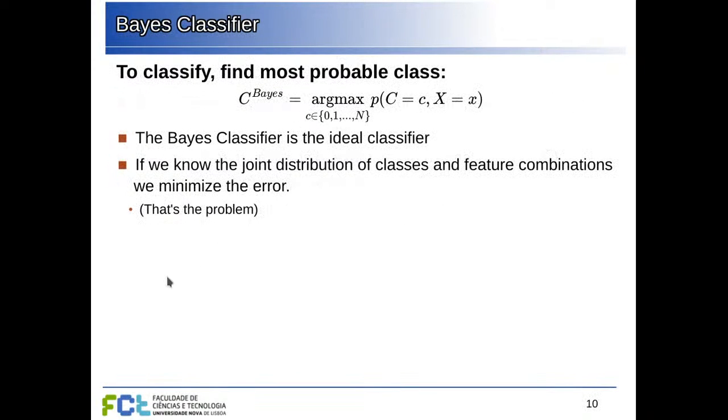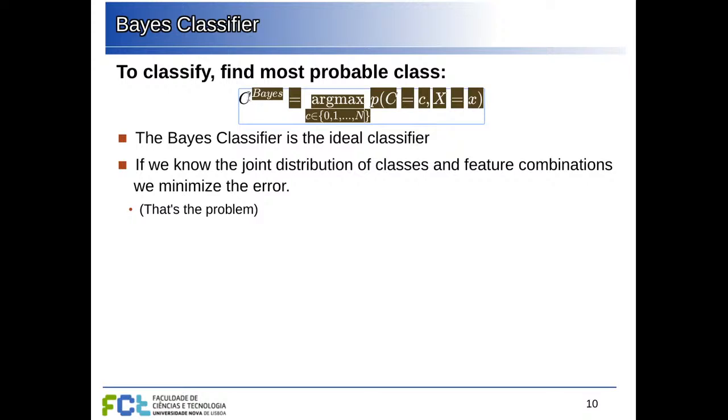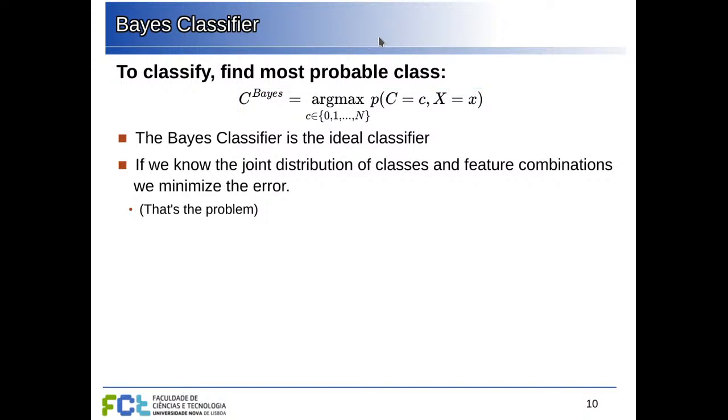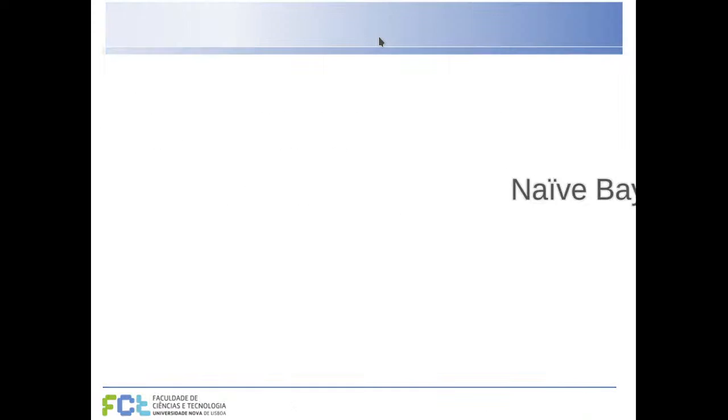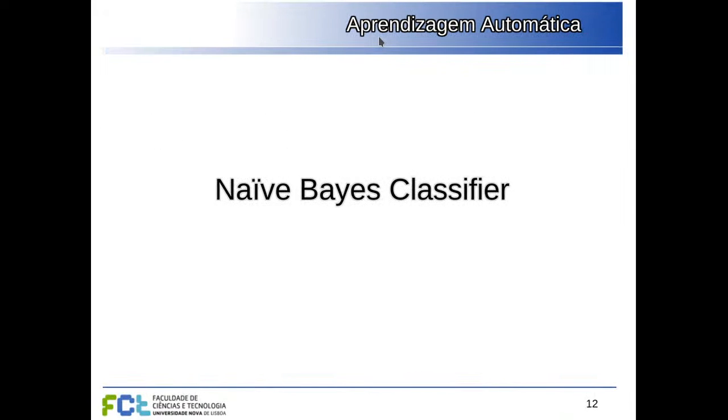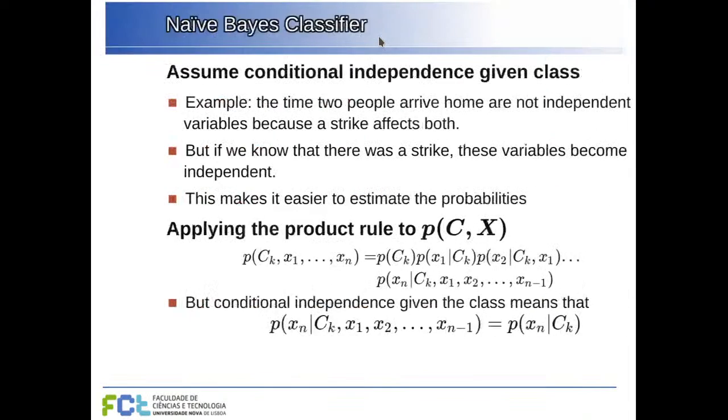So we have two things here. First, this is the basic idea. This would be the ideal classifier. If we could estimate the joint probability distribution, then we just assign the class that has the largest probability for those features, and we minimize the error in classification. However, in practice, we cannot get the joint probability distribution. We would need huge amounts of data in order to be able to estimate that adequately. So this is why we use the naive Bayes classifier.